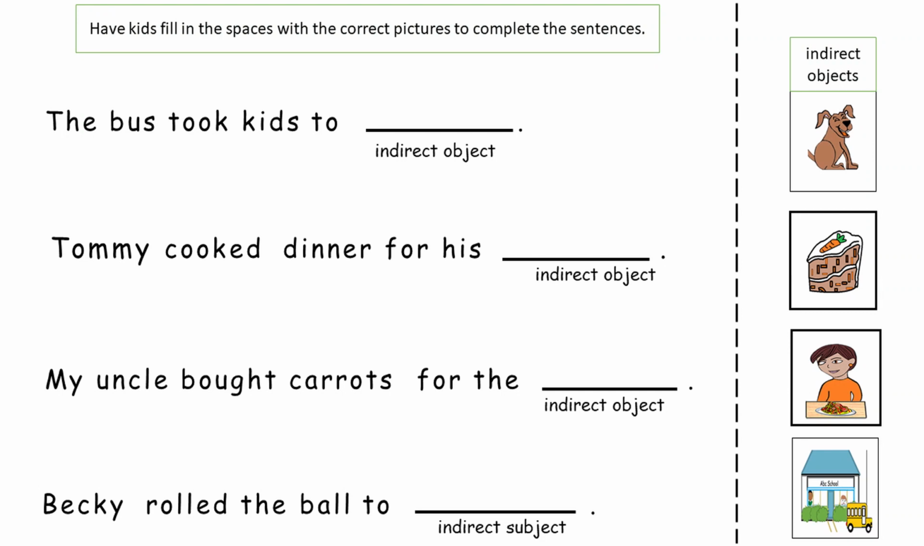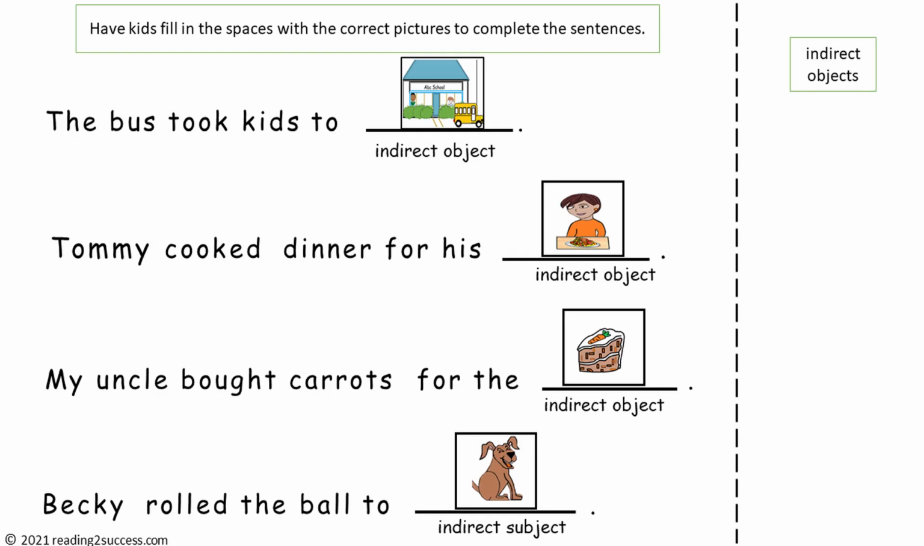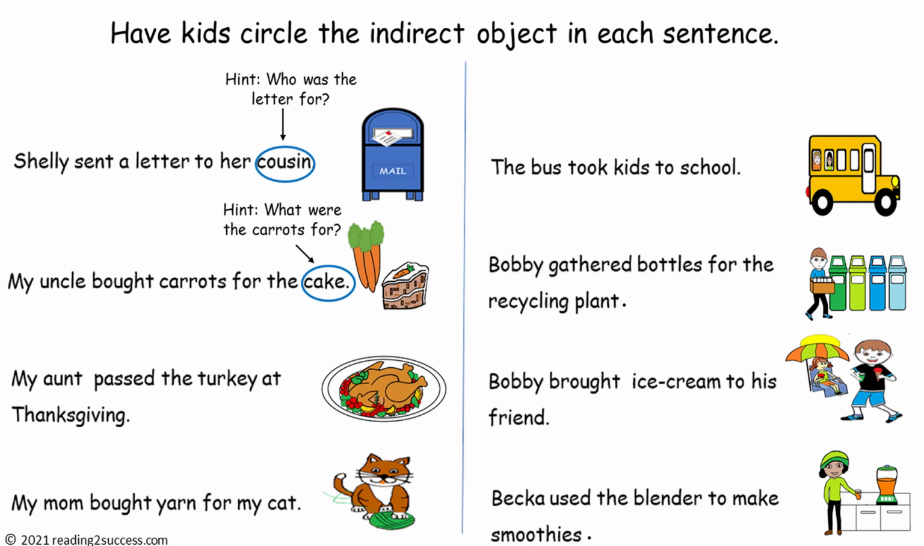Have kids complete each sentence with the correct picture that represents the indirect object for that sentence. And this is a completed example. Now have kids circle the indirect object in each sentence. Do the first two with kids and remember to read the hint. But begin with the sentence, Shelley sent a letter to her cousin.